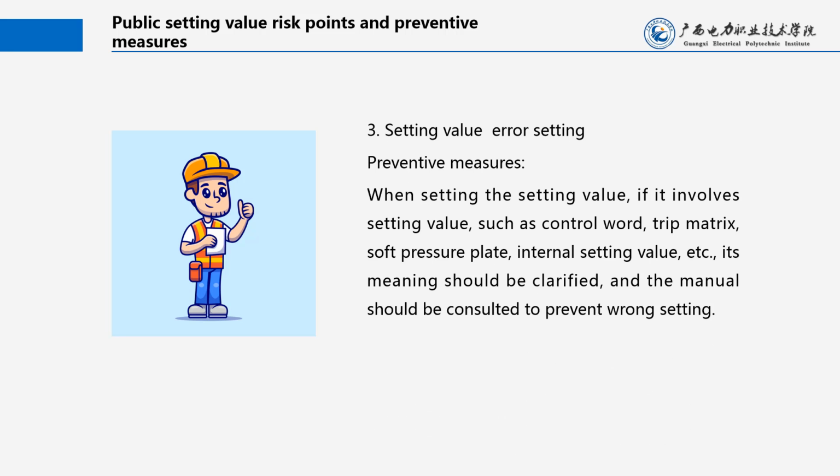3. Setting value error setting. Preventive measures. When setting the setting value, if it involves setting value, such as control word, trip matrix, soft pressure plate, internal setting value, etc., its meaning should be clarified, and the manual should be consulted to prevent wrong setting.